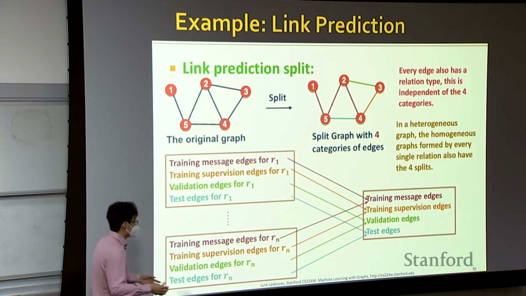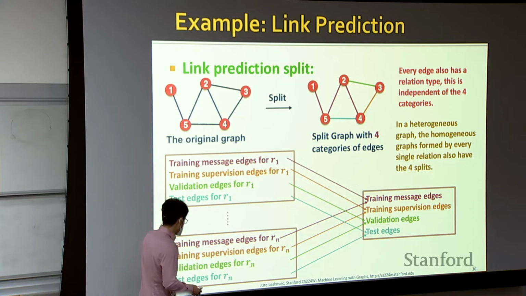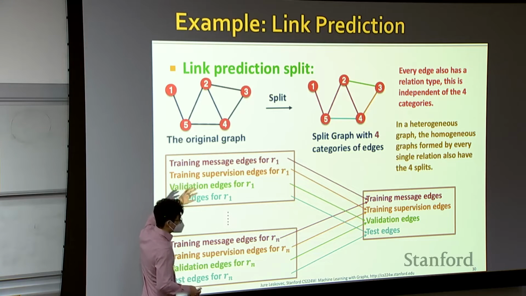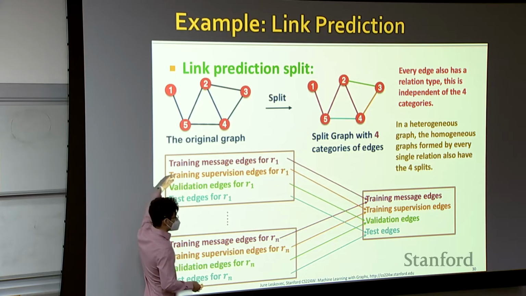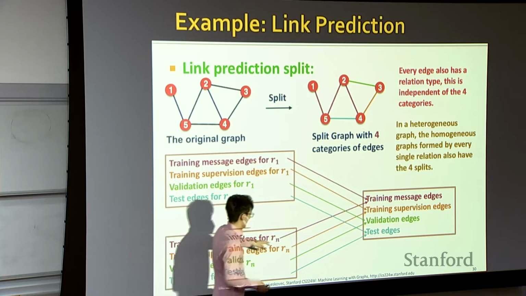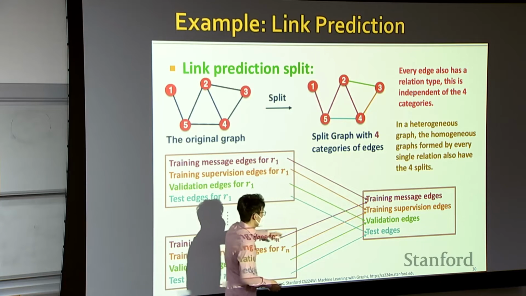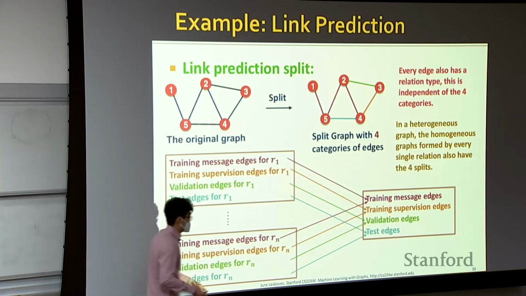And then in this heterogeneous graph scenario, for each relation type, we have these 4 categories of edges. So you can see that for each relation type, we have 4 sets of edges, and they're associated together with their edge type.